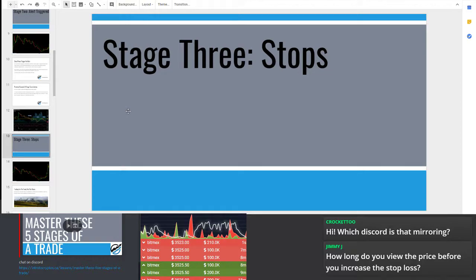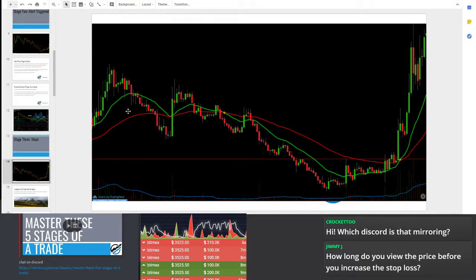Stage 3, stop losses. Here in this trade, we can see that we had the 1, 2, 3 bottom formation, moving averages crossed over. It gave us our buy signal, and prices have taken off. And so we can move our stop loss up above our entry. This is a great trade, nice and clean entry.